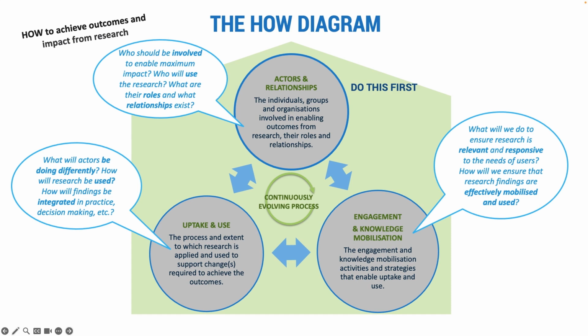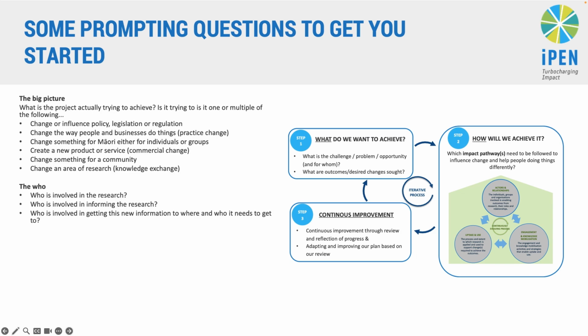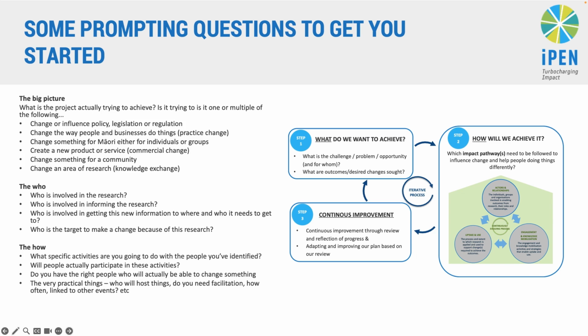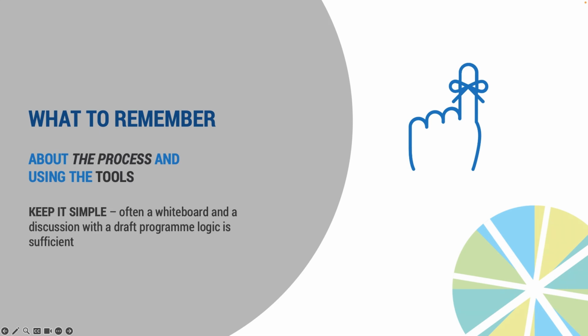And as we've said earlier, think about the who first before you get into the how. We've got a really useful set of prompting questions to get you started. For the big picture, for the who, and for the how, you can take this page and use it as a prompting template. But what you must remember most importantly about your process and the tools is to keep it simple. Often a whiteboard and a discussion using a draft program logic is going to be sufficient.